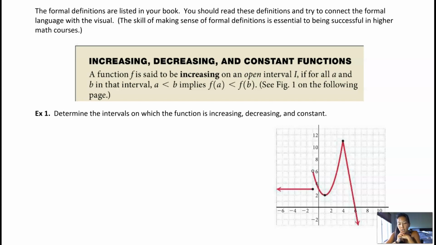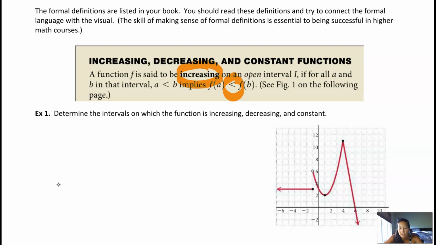Now, what would I change in order to make this say decreasing? I would just need to change one thing, well, two words. It's said to be decreasing on an open interval from a to b. So we're still traveling from left to right, but it's going down. So f of a is going to be bigger than f of b.